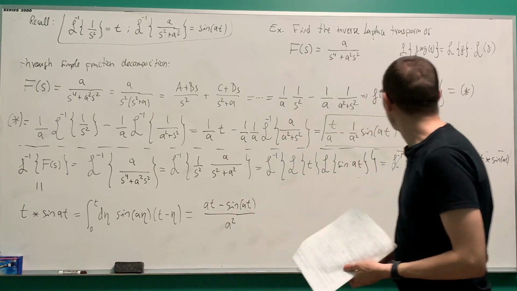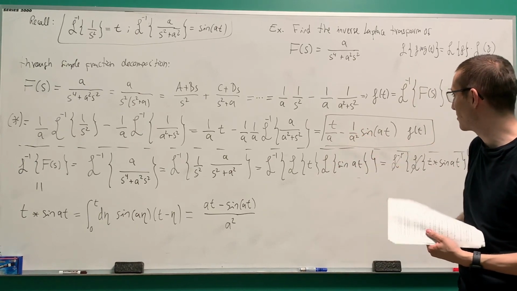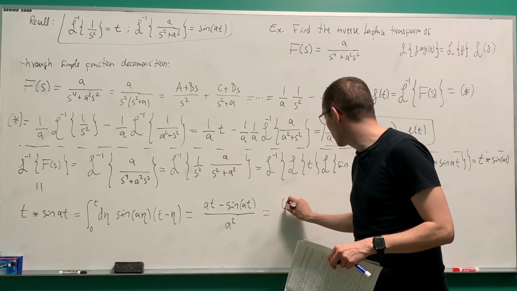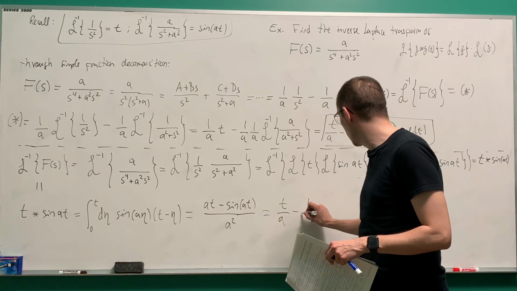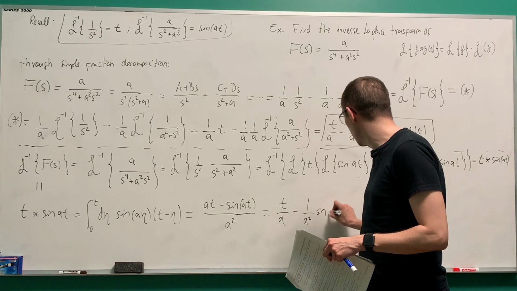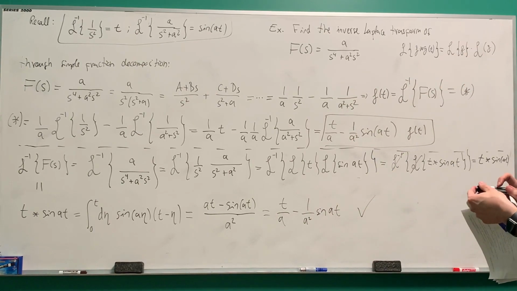Anyway, this is the result, and this is the same result. If you factor this into terms, it's exactly this, right? Let's just write it. This is the same as t over a, the a cancels with the a squared, minus 1 over a squared sine of at. So it's the same thing if we do it with the convolution theorem.